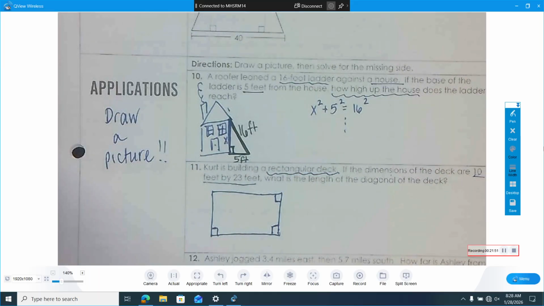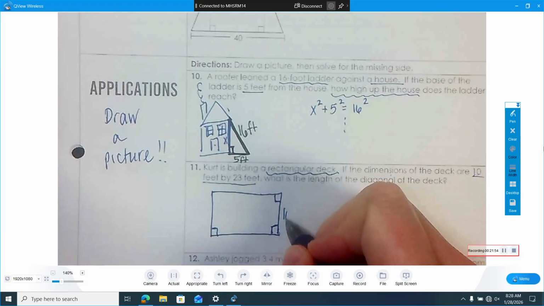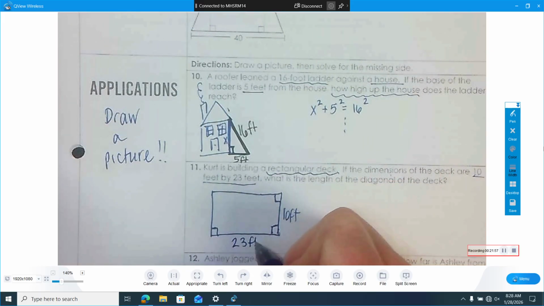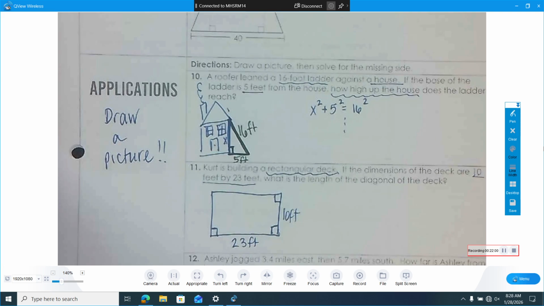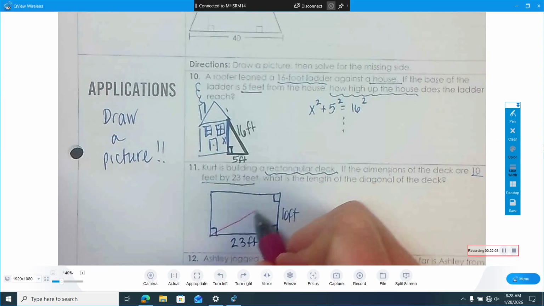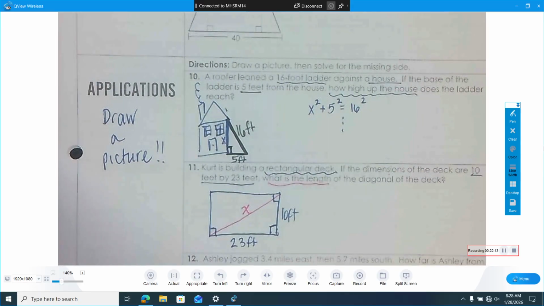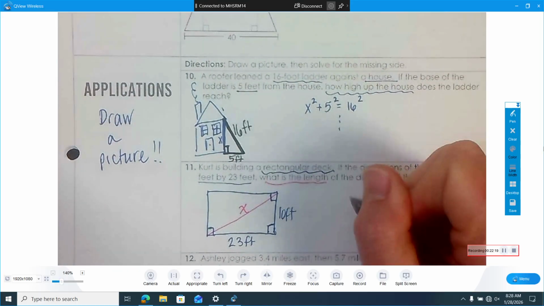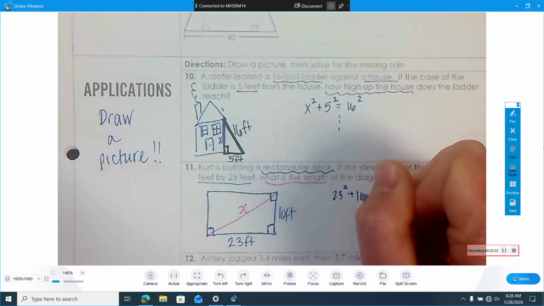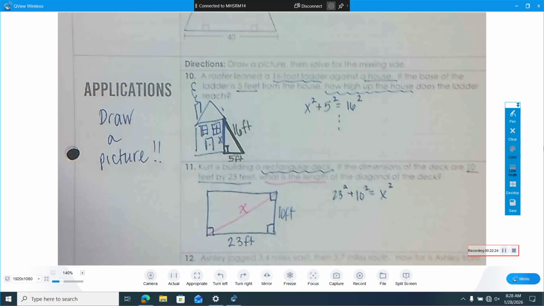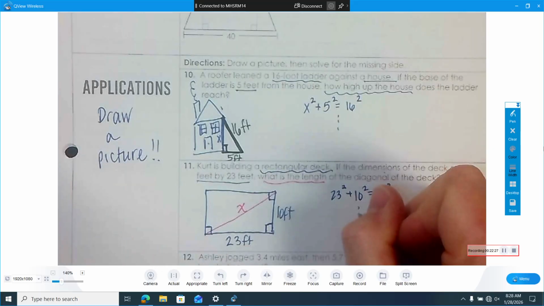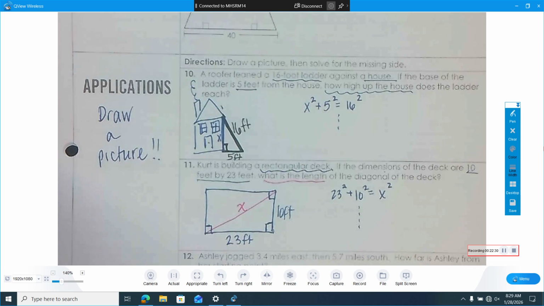The length and the width, those are the dimensions, yes. So we have 10 feet by 23 feet. What is the length of the diagonal? Do I have a diagonal in this picture? No. Can I draw one? Absolutely, it's diagonal. It goes from corner to corner, and it wants to know what is the length of the diagonal. So that's the X there, what we're trying to figure out. What's our setup? Good. 23 squared plus 10 squared equals X squared, and you can solve for X from there. Fantastic.